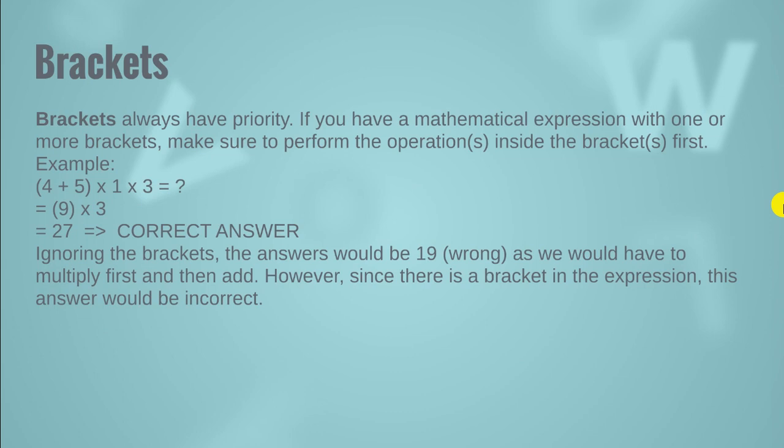Now brackets. Brackets always have priority. If you have a mathematical expression with one or more brackets, make sure to perform the operations inside the brackets first. Here you can see in the example we have 4 plus 5 within the brackets, and then we have it multiplied by 1 and multiplied by 3. So we need to solve the brackets first. We will solve 4 plus 5, from which we get 9, and outside we will multiply 3 and 1, and then we can multiply this 9 with the 3, and we will get the correct answer 27. Ignoring the brackets, the answer would be 19. That would be wrong, as we would multiply first and then add, but since there is a bracket in the expression, this answer is incorrect. That 19 is incorrect, and the correct answer is 27.